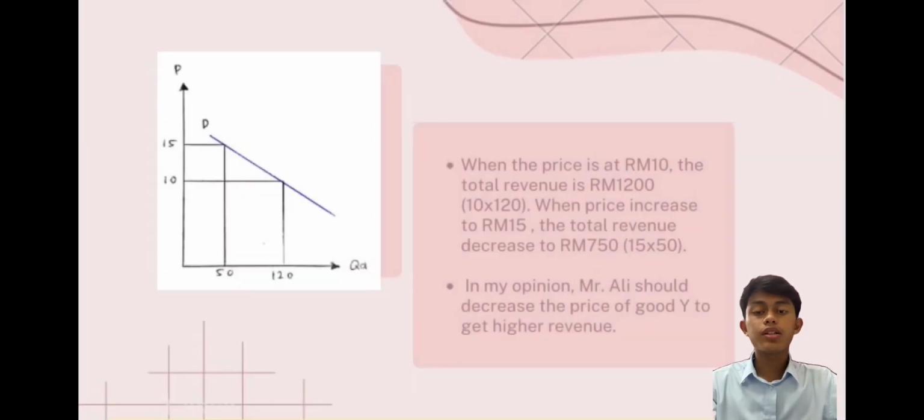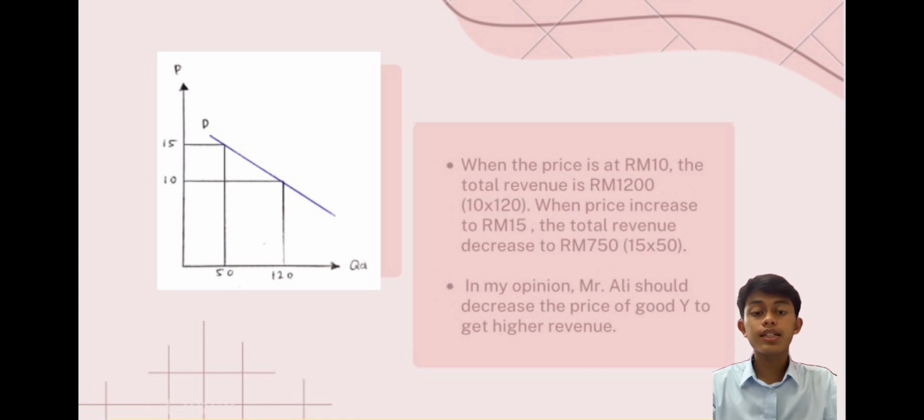Based on the demand curve for goods Y, when the price is at 10 ringgit, the total revenue is 1,200 ringgit, which we can get by multiplying 10 and 120.